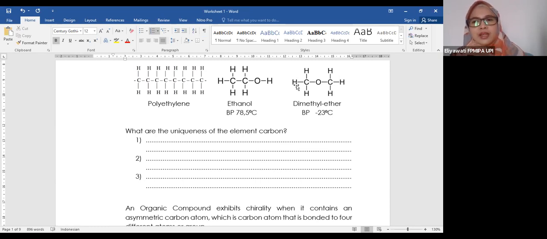Okay. Yeah, good. The third one. For the third, you should see this comparison of the formula between ethanol and dimethyl ether, so you can guess the third uniqueness. What is the third uniqueness of carbon element?